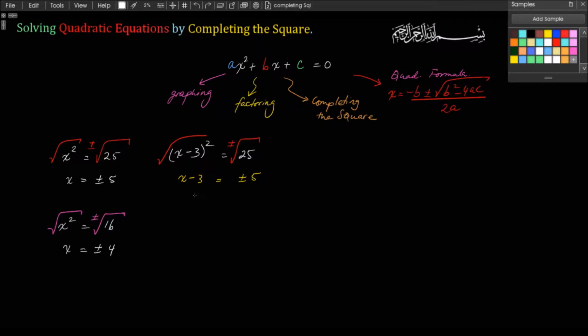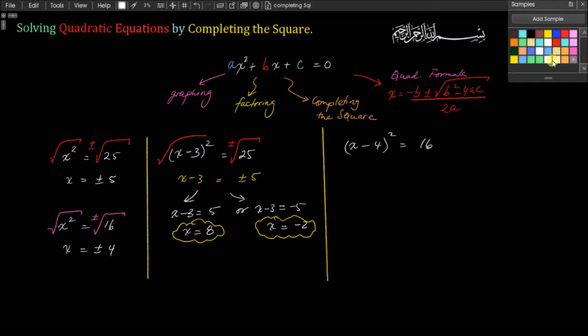Now this is like two equations in one. We can separate them out. This means x minus 3 is equal to 5, or x minus 3 is equal to negative 5. And adding 3 to both sides, you get x is equal to 8 here, and x is equal to negative 2. Okay, so just to be sure you understand, here's another one.